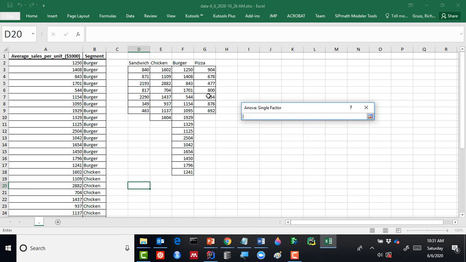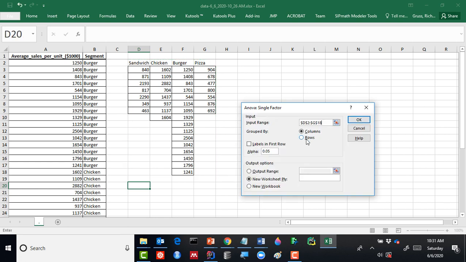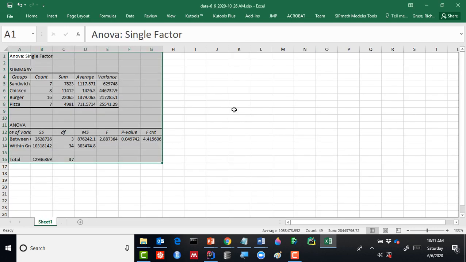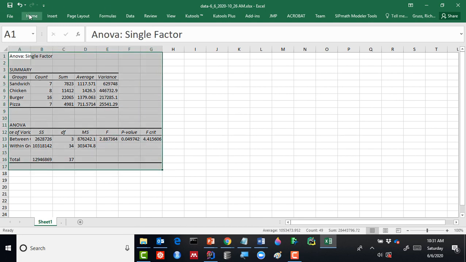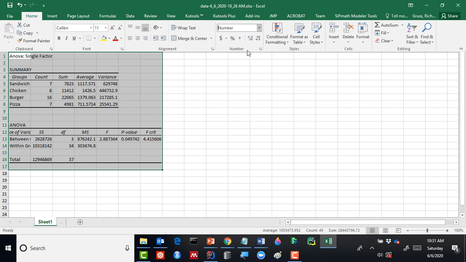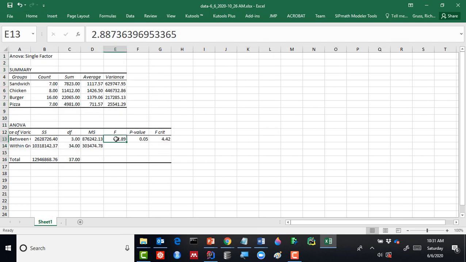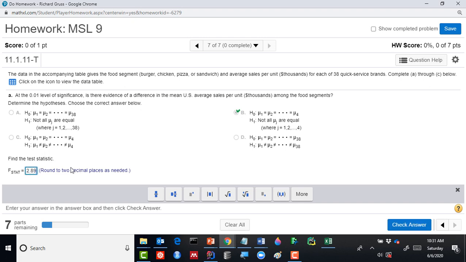So the input range is here. I'm just going to select the whole block so that everything is included. It is grouped by columns with the labels in the first row, and I believe they asked about the 1% level of significance. Okay, that should be good. They want 2 decimals of precision here, so I'm going to set that, and I see right there is where my F statistic is. Remember, that's just the ratio of these 2. It's 2.89, so I'll come back here, 2.89.